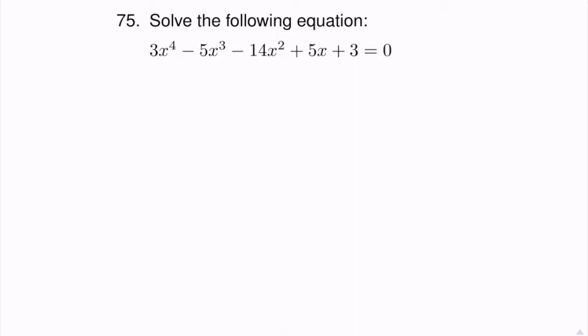At first glance, this equation looks like a fourth order equation and very complicated to solve. But since it has all the powers of x from 0 up to 4, if we divide both sides by x squared, we may be able to convert this into a quadratic equation and solve that. First of all, x cannot be 0, because x equal to 0 is not a root.